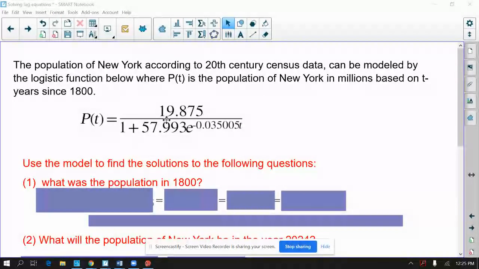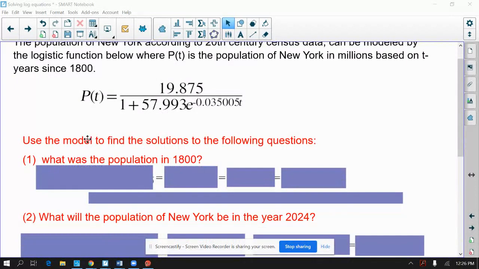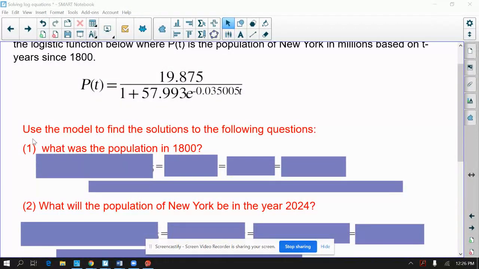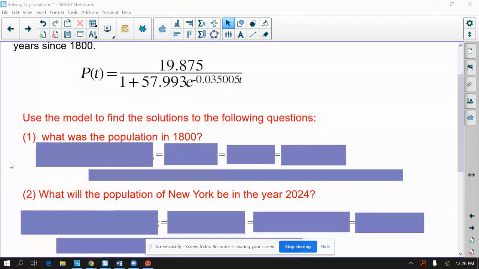So let us begin. This is a real model based on 20th century census data, and this is supposed to predict the population of New York State in millions based on time in years. And we've got 4 or 5 questions here. This is all for t values, all for years after the year 1800. So my first question is, what was the population of New York in 1800?